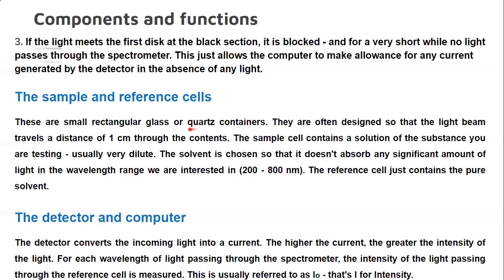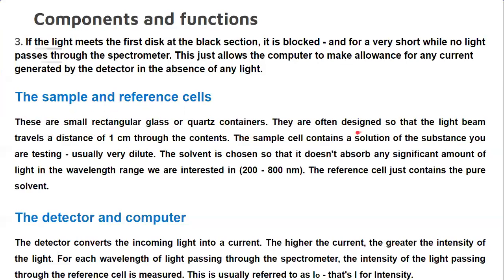For example, if you are using empty glass or quartz cells, which are placed in the sample cell, these are cuvettes, glass cuvette or quartz cuvette. If we place an empty quartz cuvette in the sample or reference cell, what happens? The intensity of incident light and the intensity of transmitted light will be equal. That means this glass will not absorb any intensity. Only the analyte will absorb. So this is 100% transparent to light, made of glass or quartz.